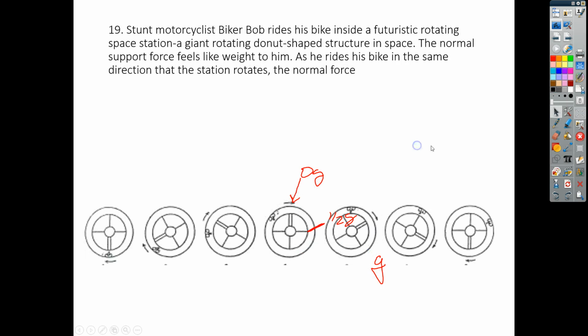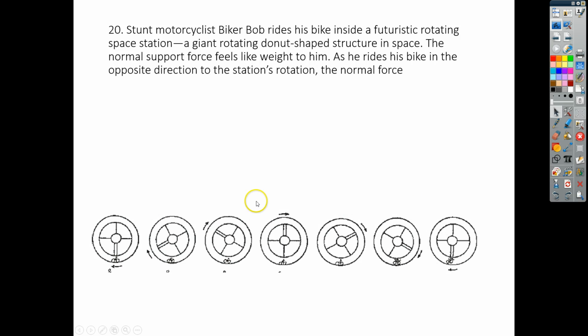For number 19, it says stunt motorcyclist biker Bob rides his bike inside a futuristic space station. The normal force feels like weight to him as he rides the bike in the same direction as it is turning. So he's going in the same direction it is turning. His normal force will actually increase. As he goes in the same direction, he's going to feel heavier. That's different than when he's going in the opposite direction.